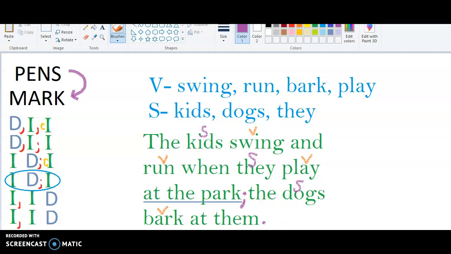That's good. Now the last thing I need to do is make sure the sentence makes sense. So let me read it and make sure I can really visualize what's happening. The kids swing and run when they play at the park. The dogs bark at them. Sounds like it makes sense to me. I am done with my sentence.